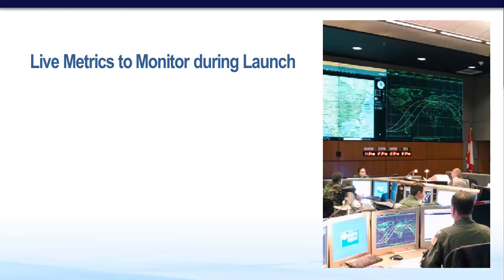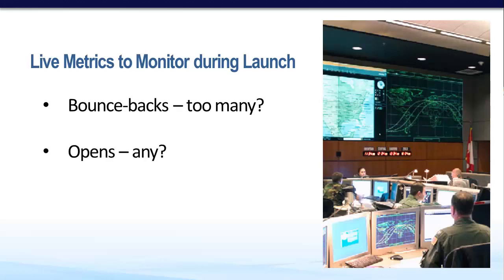So some of the things we want to monitor are bounce backs. If we're getting a lot of bounce backs, this could signal some deliverability problems, and then we should halt the campaign immediately and fix those. Email opens. Are we getting any at all? If we're sending to a large enough list and there are no email opens, this could also signal serious deliverability issues, and this is something we should look into.